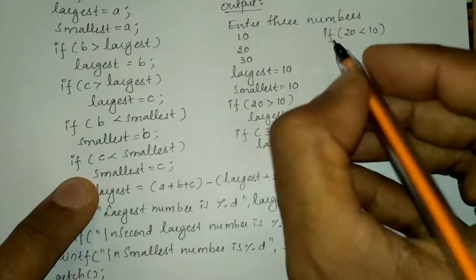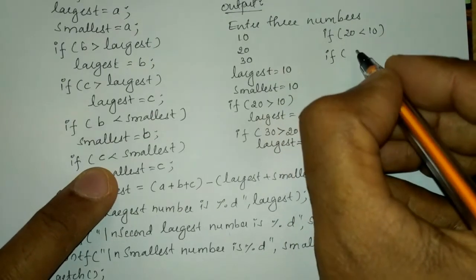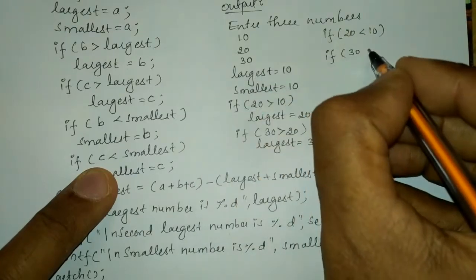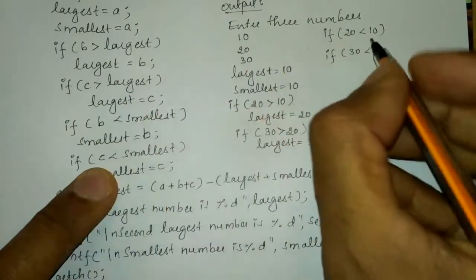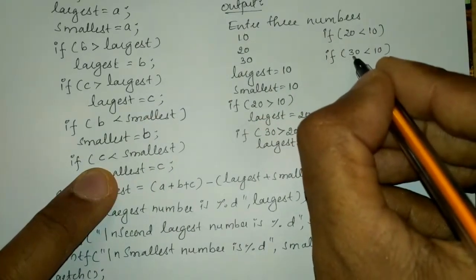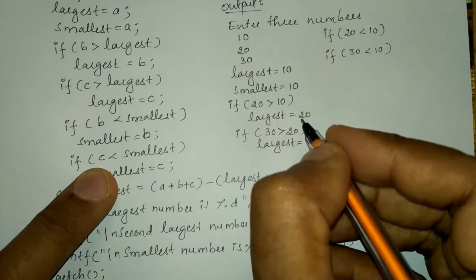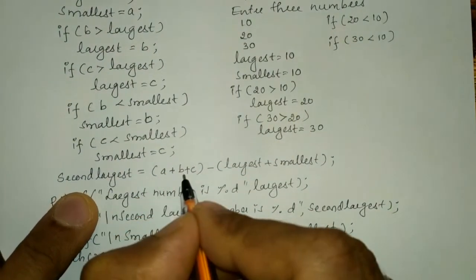So we'll check for the next condition. If C is less than smallest, what is C? C is 30 here, right? Is it less than smallest? What is the value of smallest? A. A is 10. So is 30 less than 10? No. Again the condition fails.